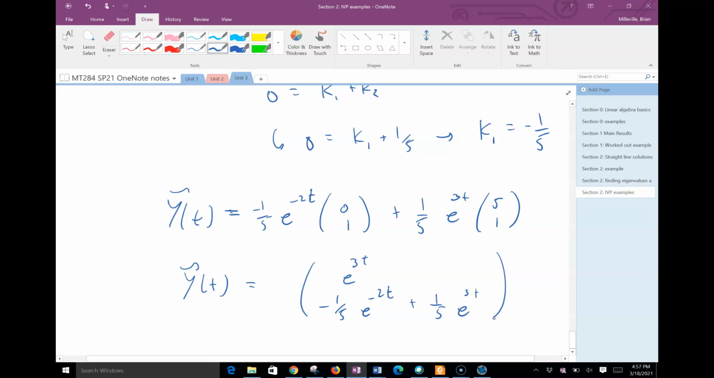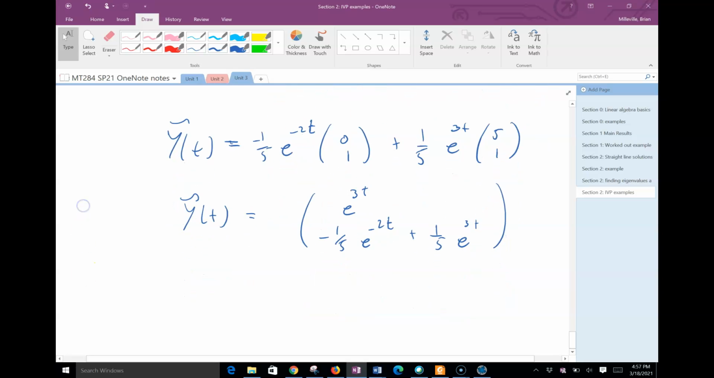We'll plot that in Maple later in the video. But as a quick check, what was this supposed to represent? It's a solution to the system that we were given, and moreover, it satisfies the initial condition. If you plug in 0 for t, you're going to get 1 in the first component. You're going to get negative 1/5 plus 1/5, which gives us exactly our initial condition, 1, 0. Okay, so there's that one.